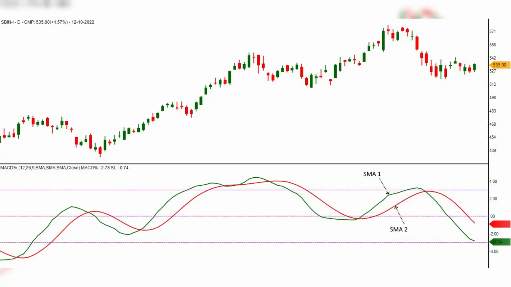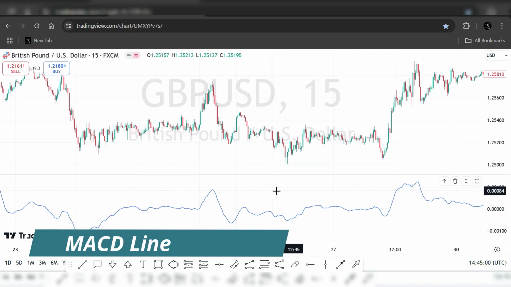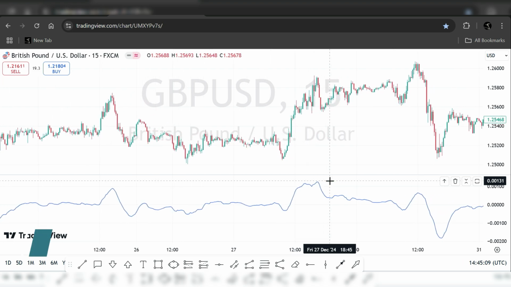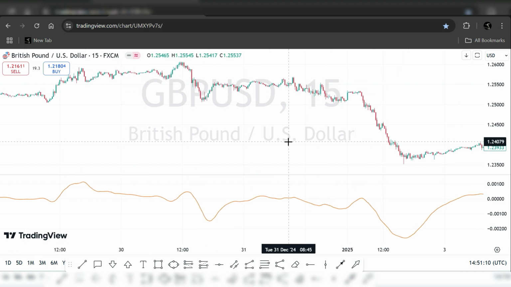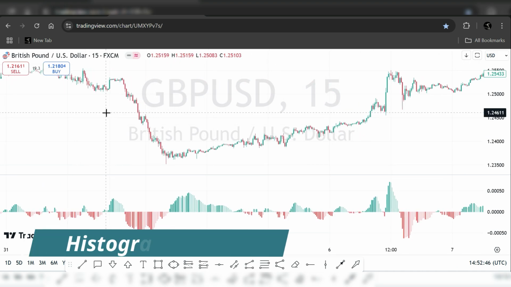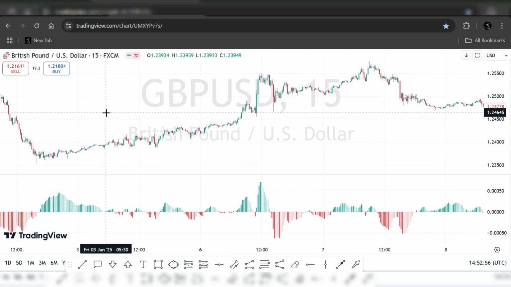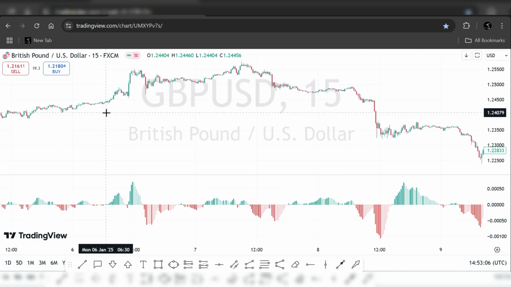The MACD is a momentum and trend-following indicator that shows the relationship between two moving averages of a security's price. It consists of three components. MACD line: this is the difference between the 12-period and 26-period exponential moving averages, EMA. Signal line: a 9-period EMA of the MACD line, which helps identify potential buy or sell signals. Histogram: the graphical representation of the difference between the MACD line and the signal line. Positive values indicate bullish momentum, while negative values indicate bearish momentum.